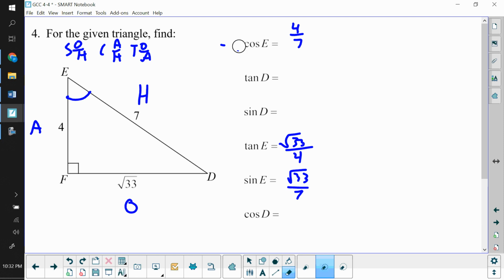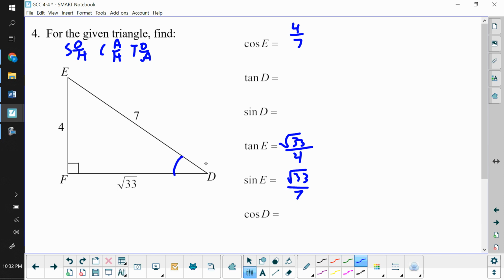We're now switching to angle D. So we've got to relabel our O's and A's. H will stay the same. But from D, this is now our O. That's our adjacent, our next to, but not the hypotenuse, and that's our H. So make sure you switch those because we're now at a new angle. So tangent is O over A. So we're going to have 4/square root of 33.